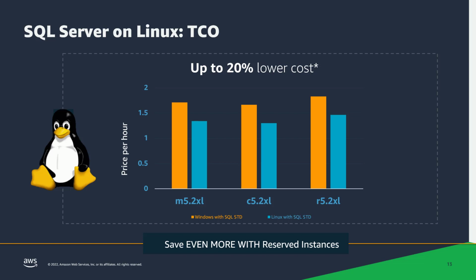The cost difference can go even higher if you take into account reserved instances, another billing construct which passes on additional savings if you commit for a longer duration of time.